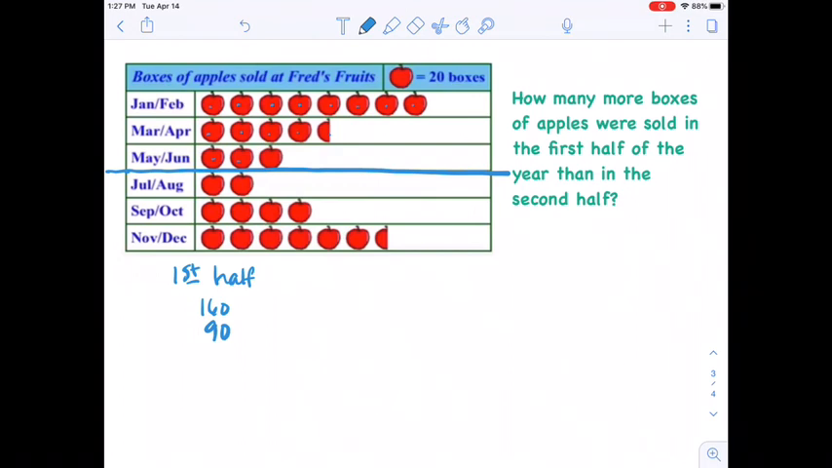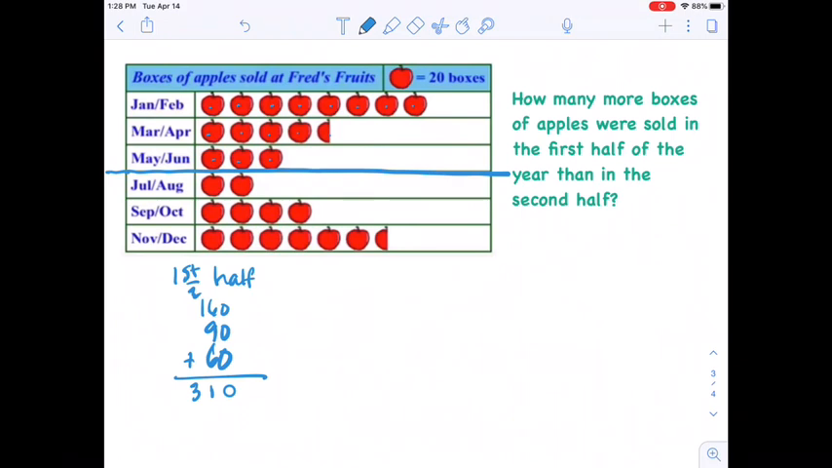20, 40, 60. So in the first half of the year, we can add these up to see how many boxes of apples were sold in the first half of the year. 0 plus 0 plus 0 is 0. I like to look for doubles or for ways to make a 10 when I'm adding several numbers. And I know the double 6 plus 6 is 12. 12 plus 9 is 21. I'm going to regroup my 2. 2 plus 1 is 3. So in the first half of the year, 310 boxes of apples were sold.